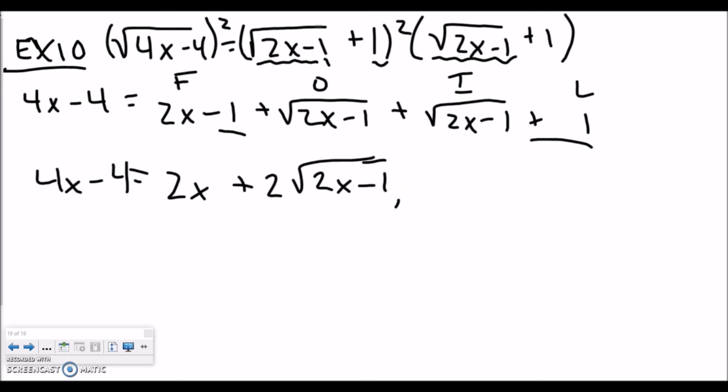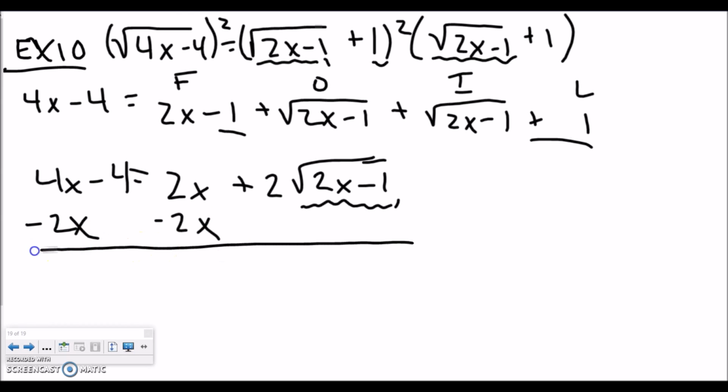We want to get this square root by itself, just like we did in examples 1, 2, 3, 4, and all of our other single radical problems. How would I get that by itself? Well, let's subtract 2x from both sides. That'll help. Now I have 2x minus 4 equals 2 square roots of 2x minus 1.